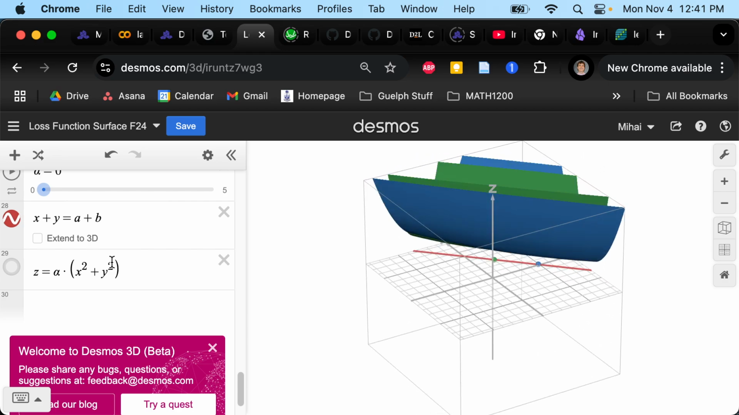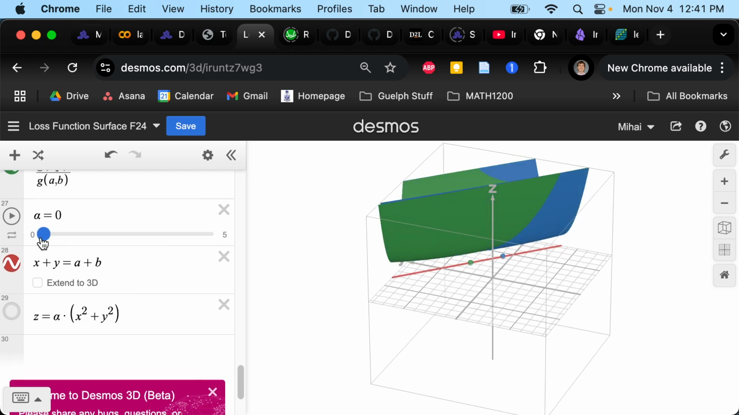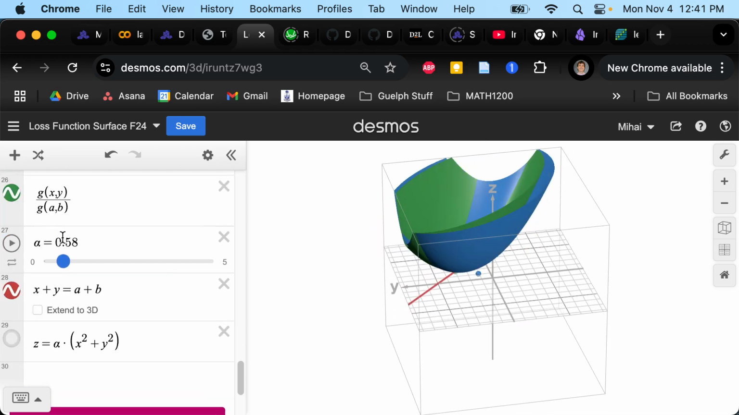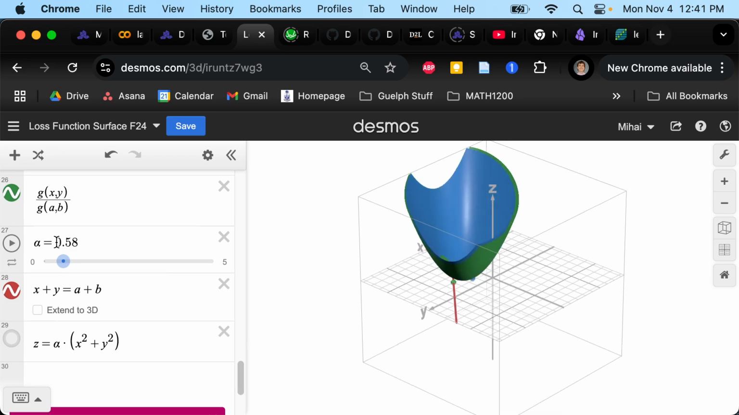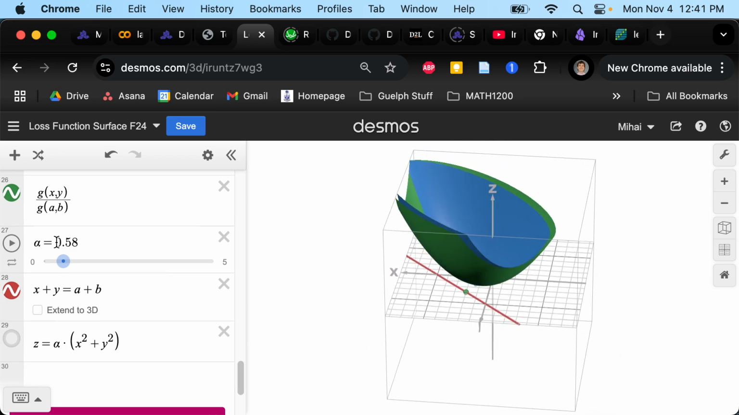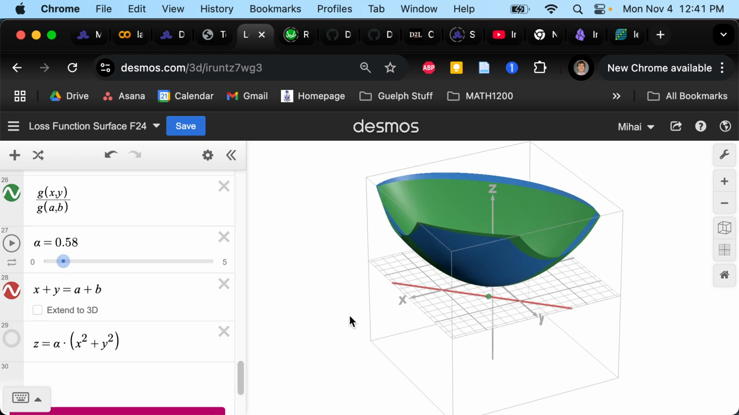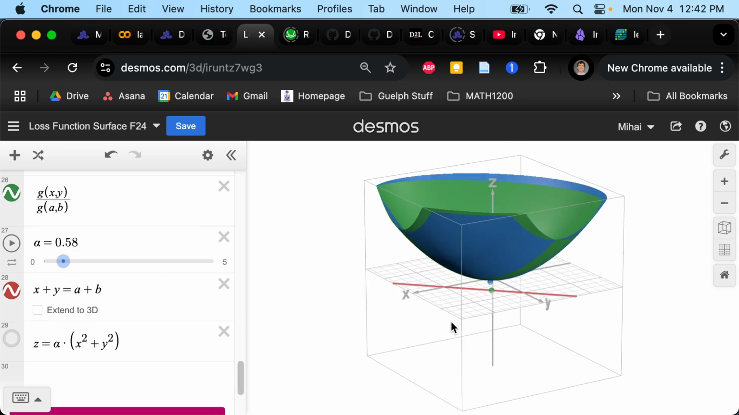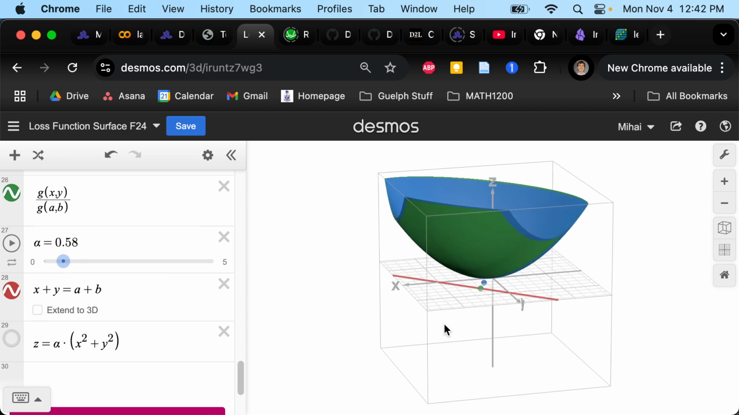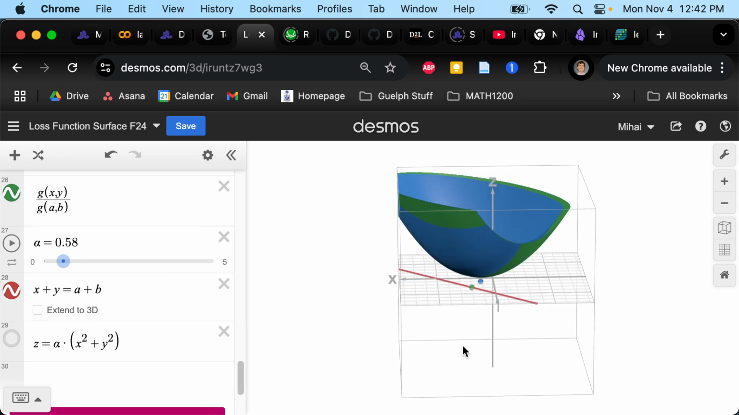Let's see what happens when I add in the alpha value. As that goes up, we're making it more bowl-shaped, and you can see now it is jiggling less. Let me see if I can see that a little bit better. So look, you see it's jiggling less, but it's closer to the origin, right?